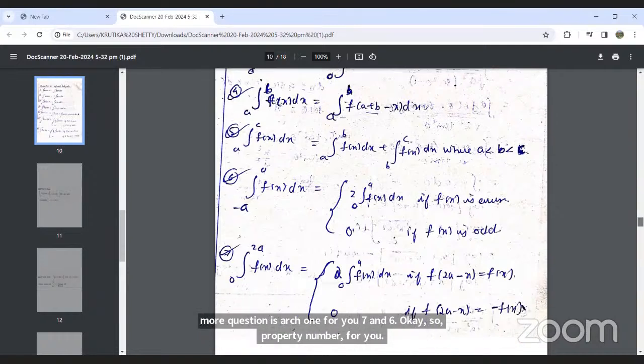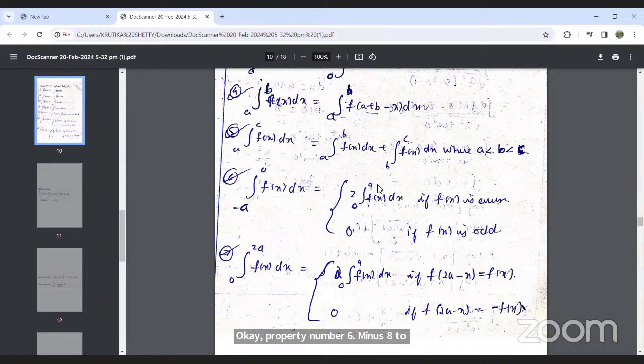Property number 6: the integral from minus a to a of f of x dx is equal to 2 times the integral from 0 to a of f of x dx if f of x is even, or it will be equal to 0 if f of x is odd. The limits are from minus a to a, with the upper limit and the negative limit, and the integral will be equal to 2 times the integral from 0 to a of f of x dx if the given function is an even function. So you need to know what is an even function and what is an odd function here.